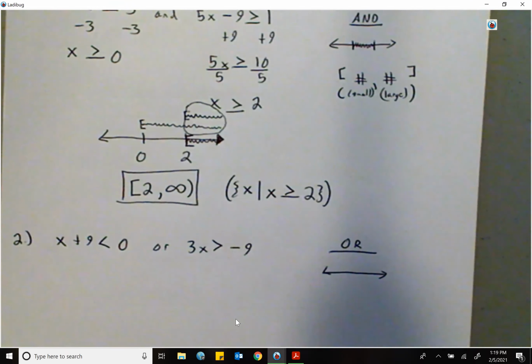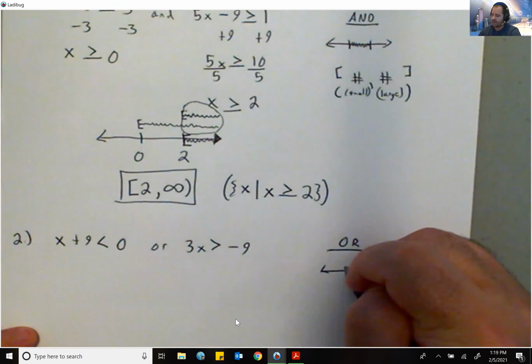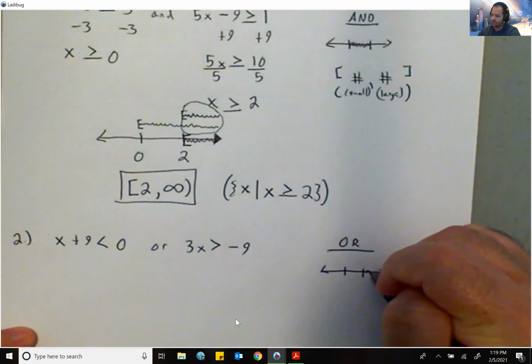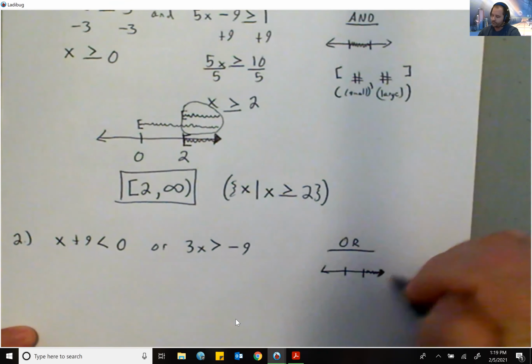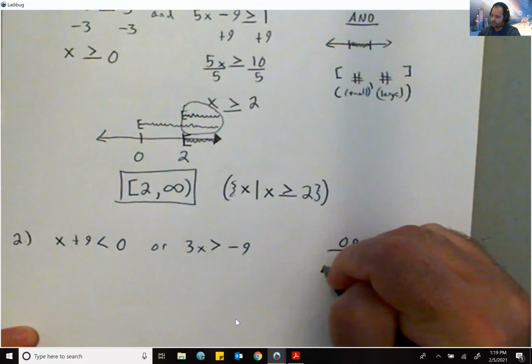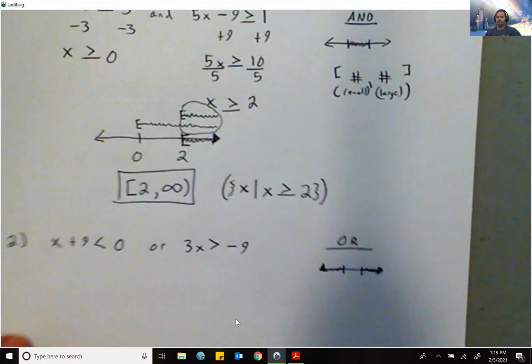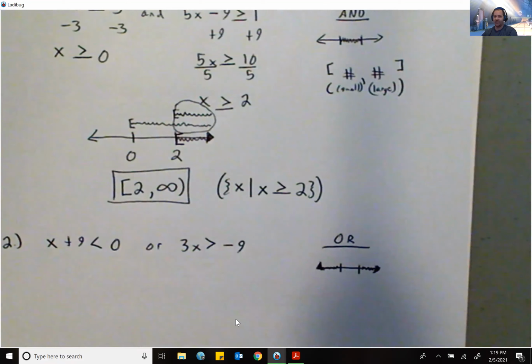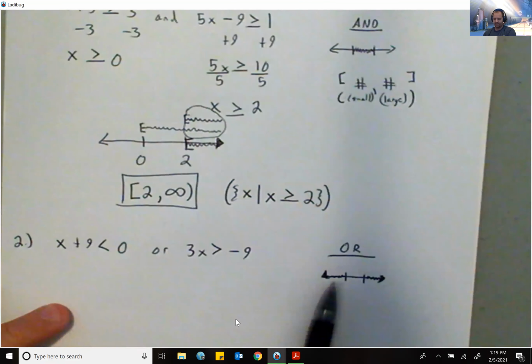In the opposite directions? Yeah, in the opposite directions. I call it the outside. So ORs normally go out here. Okay, OR, and shade the inside or shade the outside.